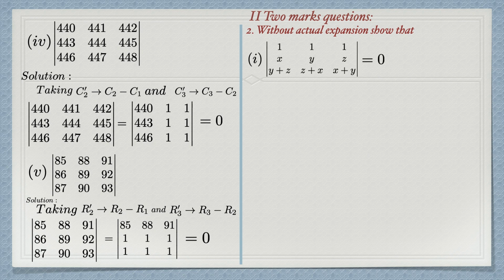First problem. Here the determinant is equal to 0, we have to prove. We have to show that this is equal to 0. Solution. We will take left hand side. We will write the determinant.